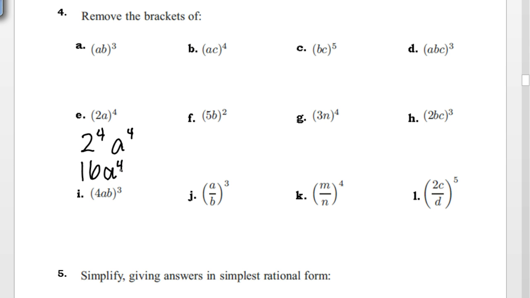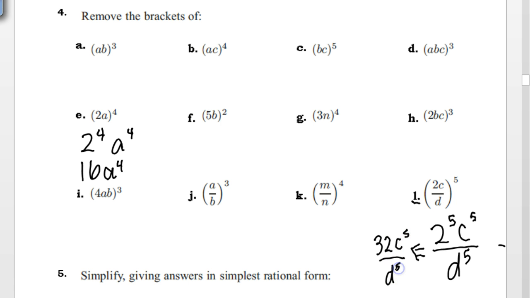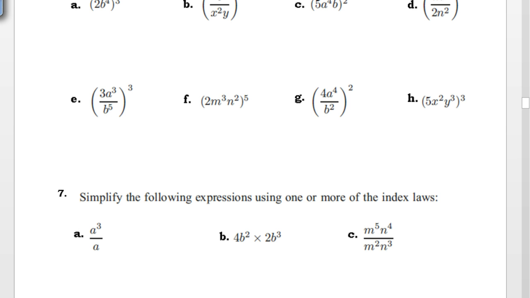And I'll do letter L. I have this 5, and it needs to go on everything. So it's going to go on the 2, it's going to go on the C, it's going to go on the D. And just like in letter E, I'm going to distribute the 5 on the 2. I'm going to go a little backwards though because I'm out of paper over here. But 2 to the 5 is 32. And then I'll leave my C to the 5 and my D to the 5.